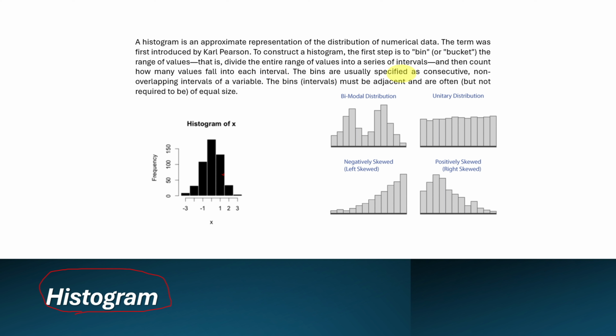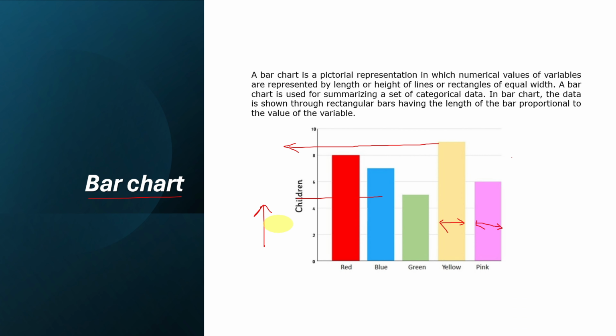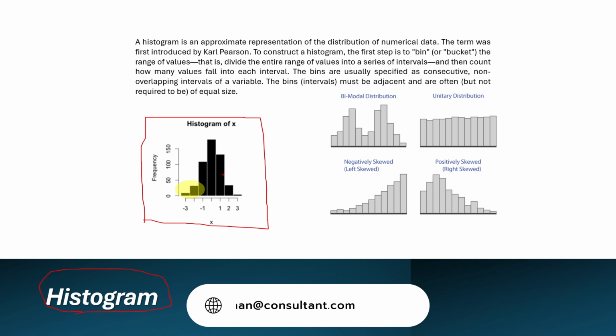The bins are usually specified as consecutive, non-overlapping intervals of the variable. The bin intervals may be adjacent and are often, but not required to be, equal size. So this is the example for a histogram. If you see a bar chart, you have the gap. You can see the gap over here. In a histogram, you won't have the gap. A histogram will be like this.